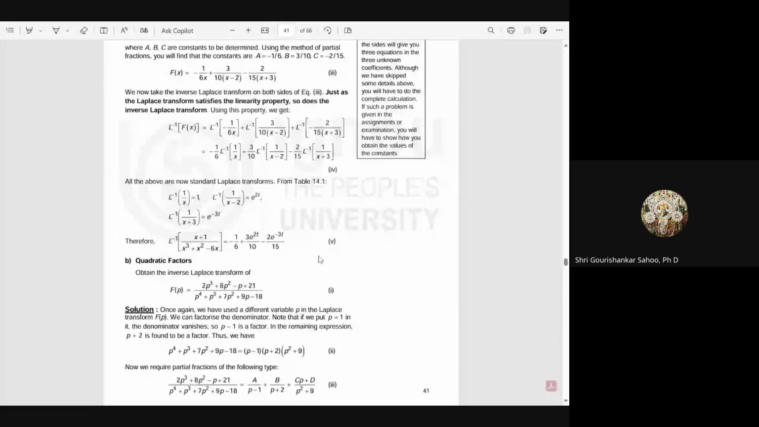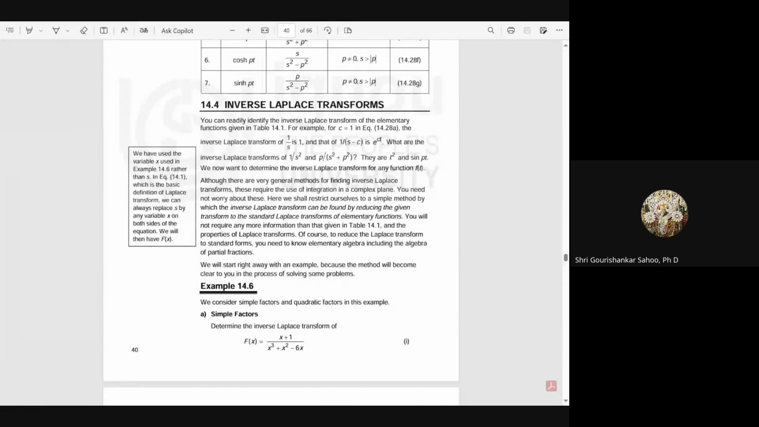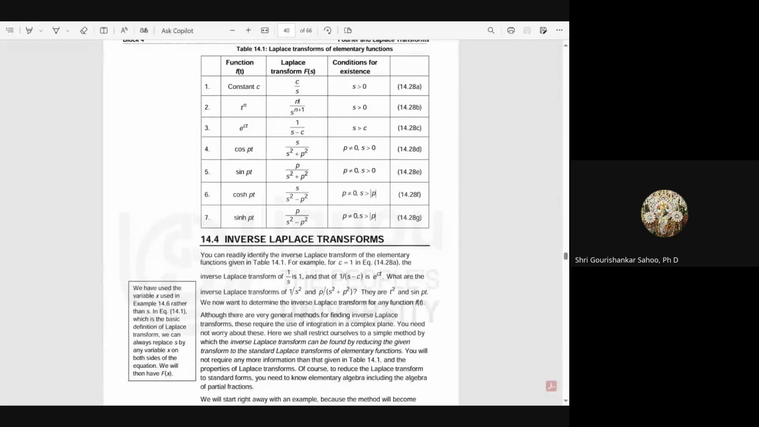There are some worked out examples. The Laplace transform of elementary functions c, t to the power n, e to the power ct, cos pt, sin pt, cosh pt, sinh pt is shown on the screen. You can have it.